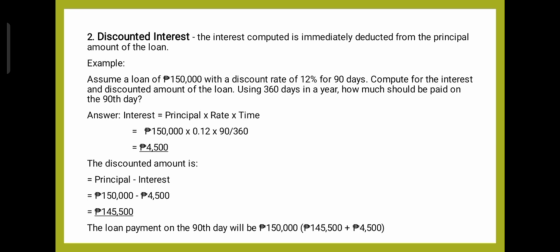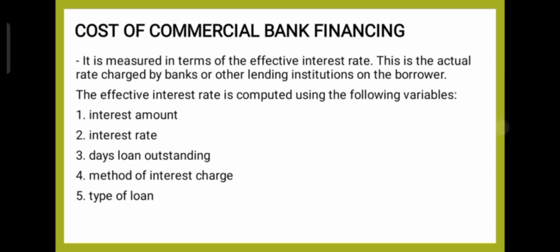So, para makuha naman yung discounted amount is principal minus interest. So, the principal is 150,000 pesos is subtracted to 4,500 pesos is 145,500 pesos. So, yung pinaka-loan payment sa 98 day is 150,000 pesos. 145,500 plus 4,500 pesos. Now, let's move on to cost of commercial bank financing.